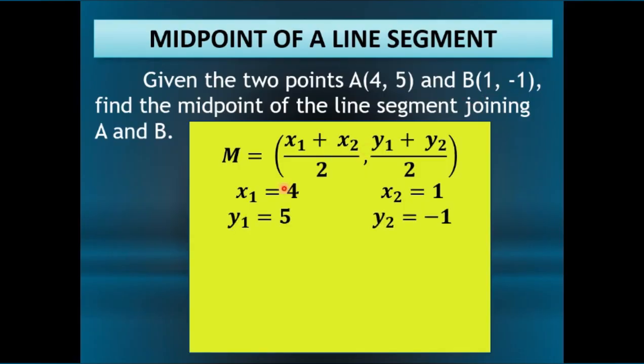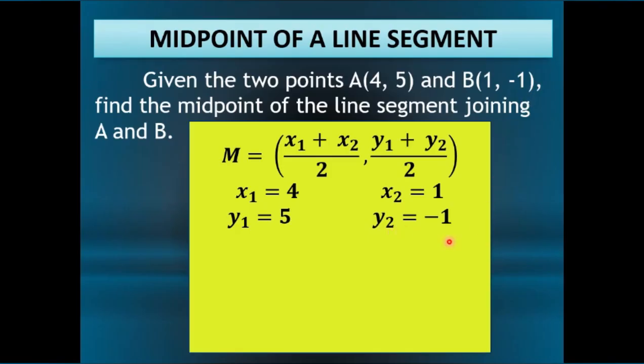And then we have y sub 1 and y sub 2. The y sub 1 refers to the y-coordinate of the first point, that is equal to 5. And our y sub 2 refers to the y-coordinate of the second point, that is -1.